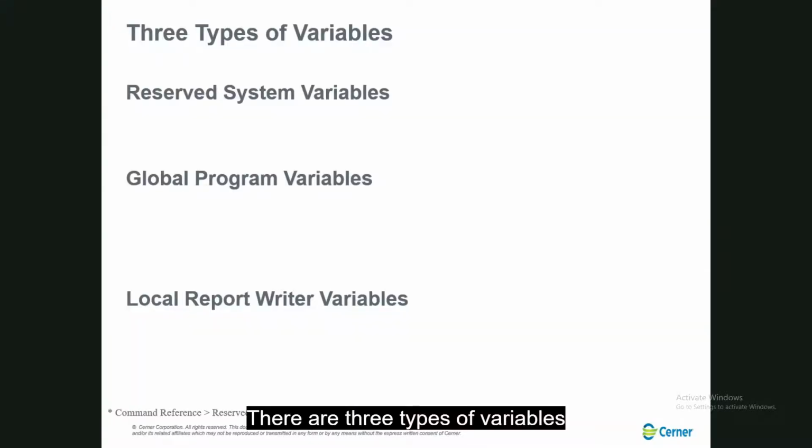There are three types of variables that are available to us. The first type is the reserved system variables. These are created for us. They typically begin with CUR. Some examples are curDate, curTime, curPage.